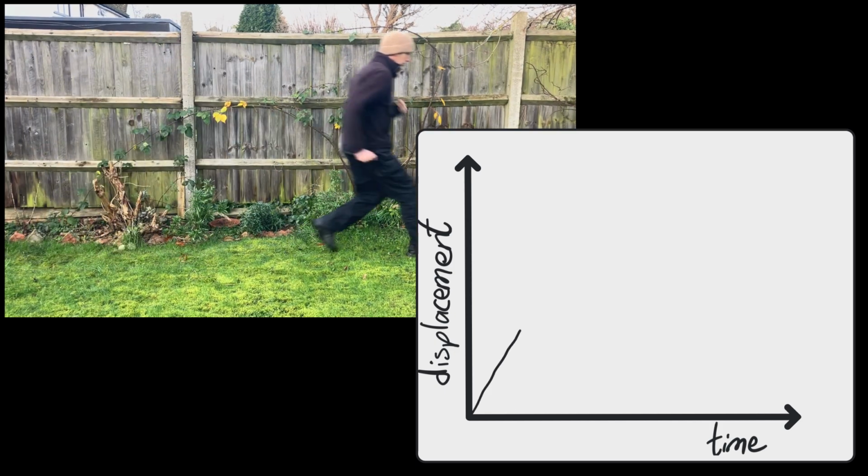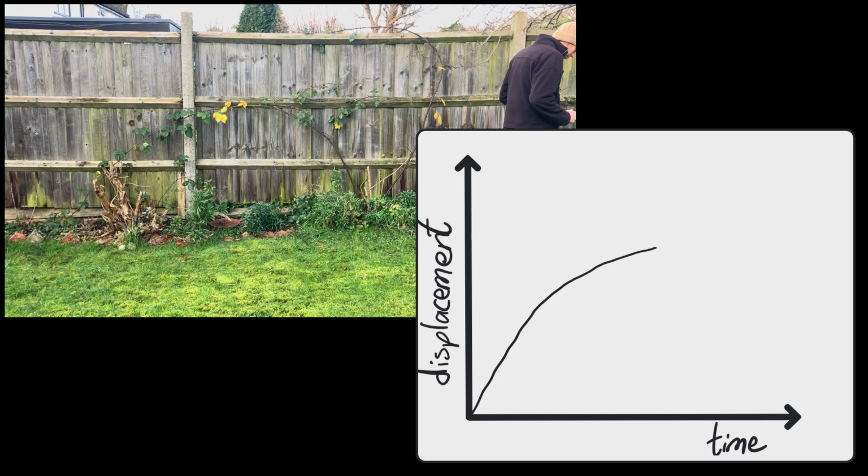Or you can start quickly and gradually decelerate, leading to the gradient decreasing and it curving the other way. I find it helpful when doing these with students to give a countdown of 3, 2, 1, go when I'm starting the actual time for the drawing of the distance time graphs.